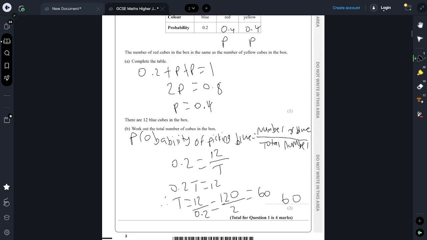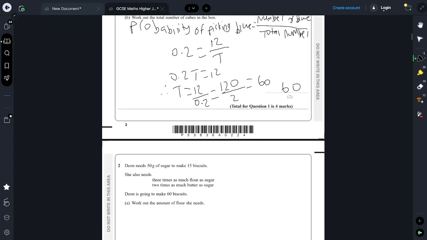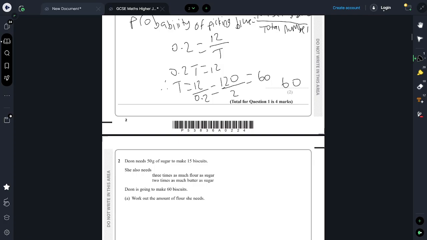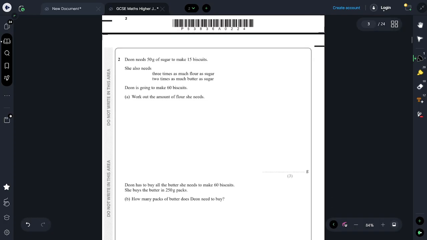And you can check this, because if you do 12 over 60, that should get you 0.2. And 0.2 is a fifth. So 12 goes into 60 5 times, so it's going to be 1 over 5, which is exactly 0.2. Okay, lovely stuff. So that's a fairly simplish probability question to ease you in. Obviously, this is for higher and foundation.